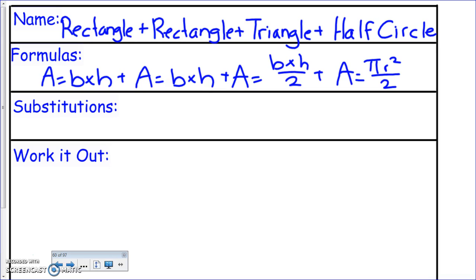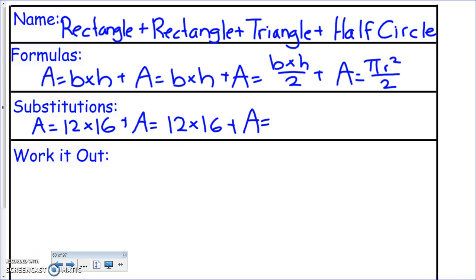And for the half circle, we know the area of a circle is pi r squared. And to get half a circle, we just divide that in half. So now we're going to substitute in each of the numbers. So for the rectangles, it's going to be 12 times 16. For the triangle, because it shares its base and height with sides of the rectangle, we know it's also going to be 12 times 16 for the base and the height, but it's going to be divided by 2.